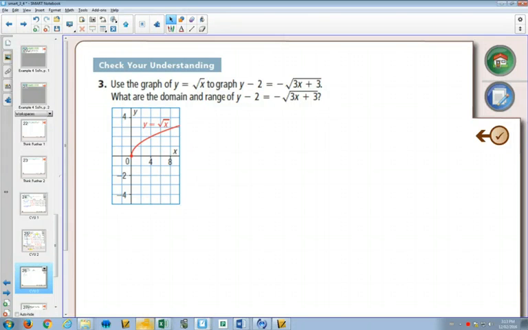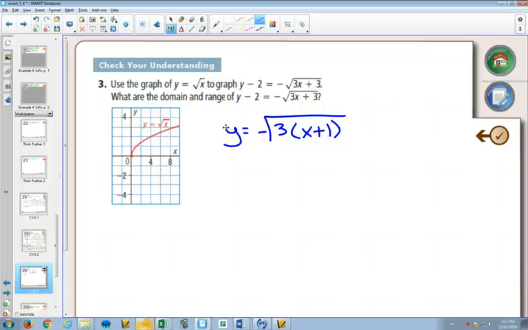So use the graph of the square root of x to graph y minus 2 equals negative root 3. So first of all, I'm going to change my equation to match what we need to have happen. We have a horizontal stretch, compression, and a horizontal translation, so we have to factor it out, and we move the 2 over to the other side. So now we can label things.